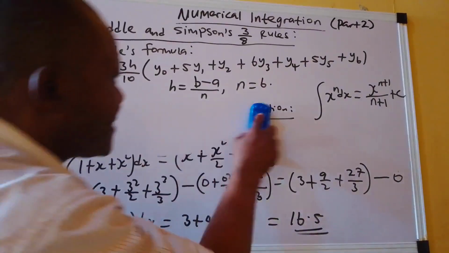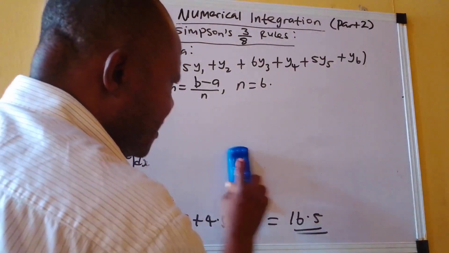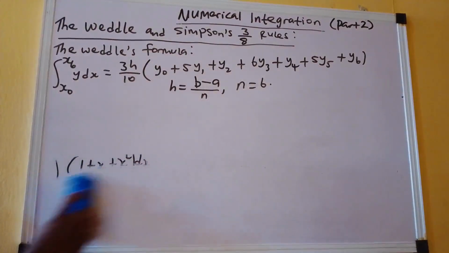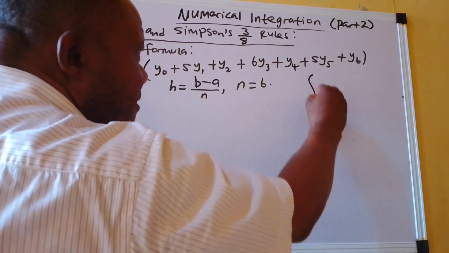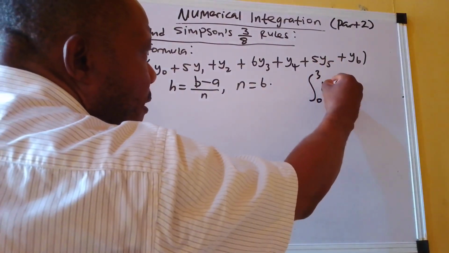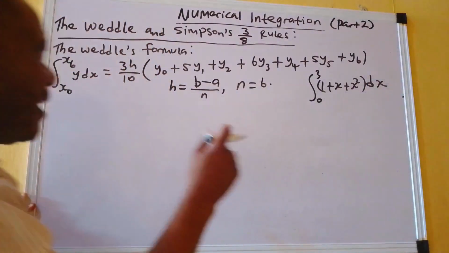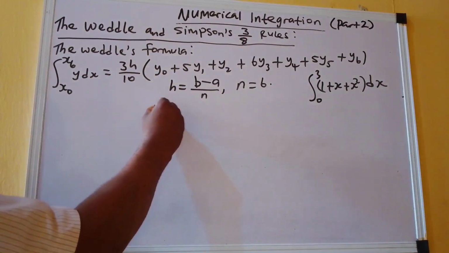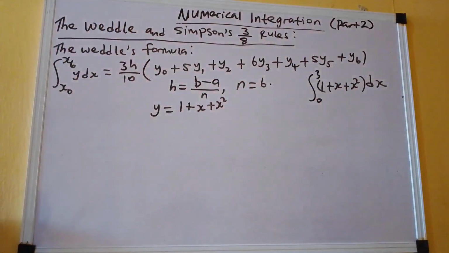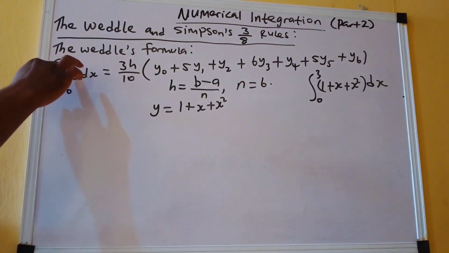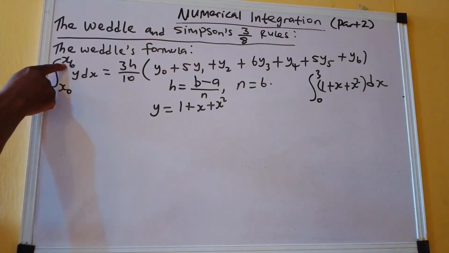Now we want to go ahead and see how we can use the Weddle's formula to carry out this particular integration. Now, you know, the problem again is, permit me to write it here, the integral from 3 to 0 of 1 plus x squared dx. That is our problem. Then writing this out, it simply means that our y will be equal to 1 plus x squared, because y is a function of x. Look at the problem here, x6. So for the Weddle's rule, n is 6. That's why it's starting from x6 to x0.